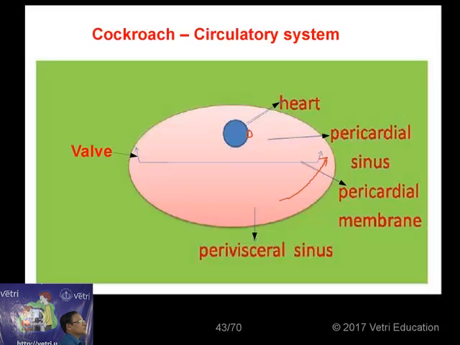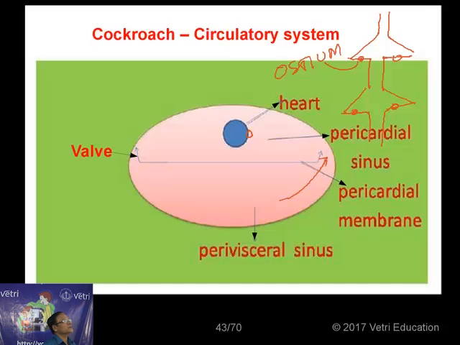Now the heart, through its length, is more or less funnel shaped. This is one chamber, this is another chamber. The heart is more or less triangular. Here in the heart wall we also have openings. These openings are called ostia. So the heart is 13 chambered, consisting of triangular structures with valvular openings.